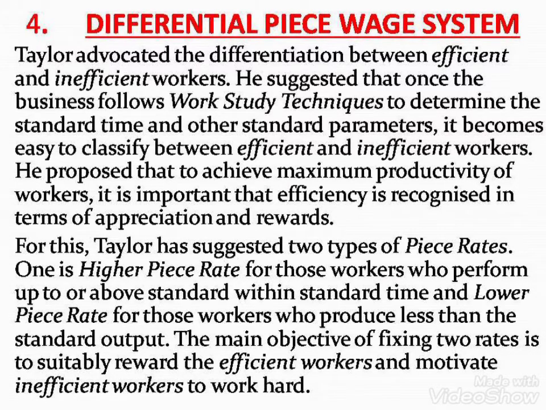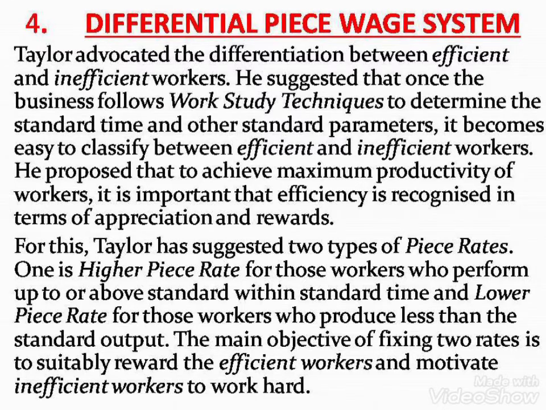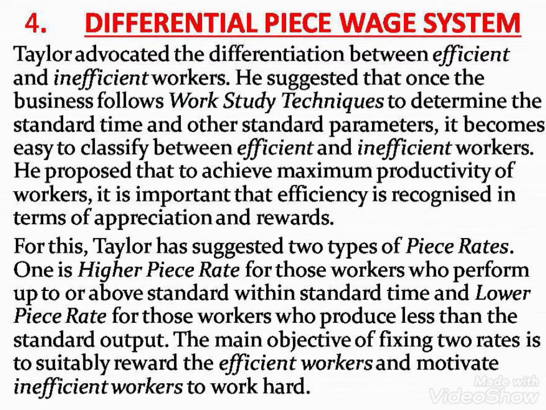While advocating differential wage system, Taylor suggested that the management must fix a standard rate of wage for workers producing standard output or target production. The workers who produce more than the target production must be paid with a higher rate of wages, and those who are not producing the standard output must be paid with a rate less than the standard rate.